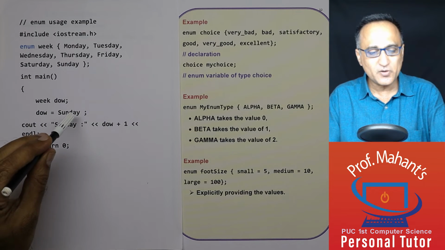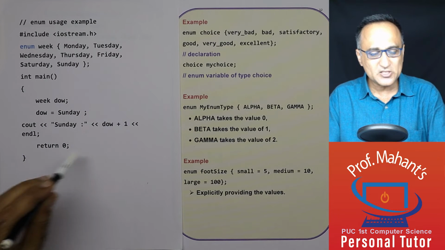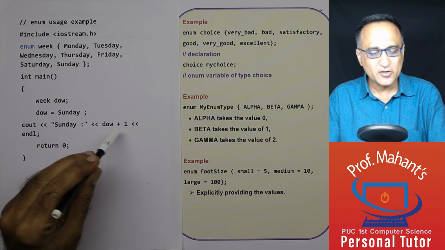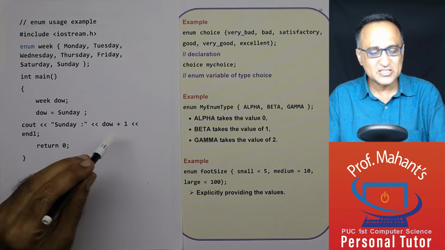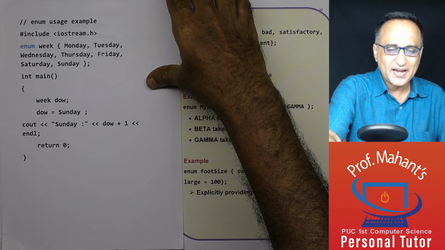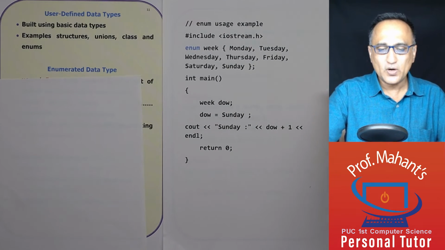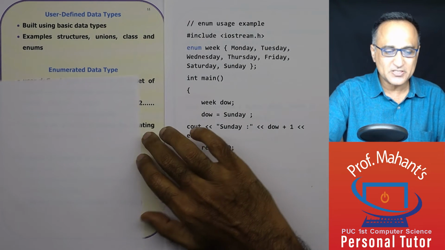If I say DOW is equal to Saturday, it will get the value 5. So when I am doing this printing, I am getting DOW plus 1, that is 6 plus 1, 7 is being printed. So I hope this gives you some idea about enum. A lot of it will be more clear as you begin to work on different examples.